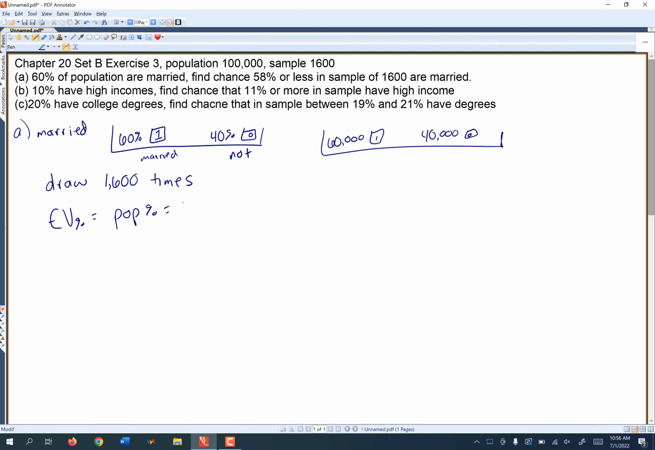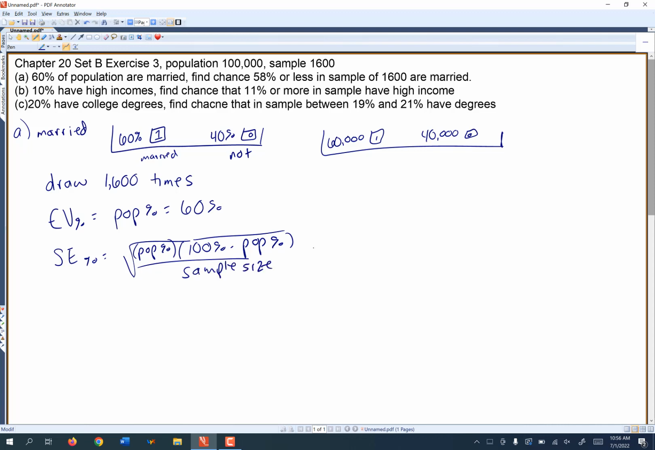Now expected value for the percentage is just equal to your population percentage. In our population, 60% are married, so we just say 60%. Super easy. Standard error for the percentage is equal to the square root of our population percent times 100% minus the population percent, divided by our sample size. Now, make sure you are keeping these percentages as whole numbers, because all of that's already accounted for. You don't have to try and change them to decimals. So the population percent of married is 60, and 100 minus 60 would be 40, and divide by my sample size of 1,600.